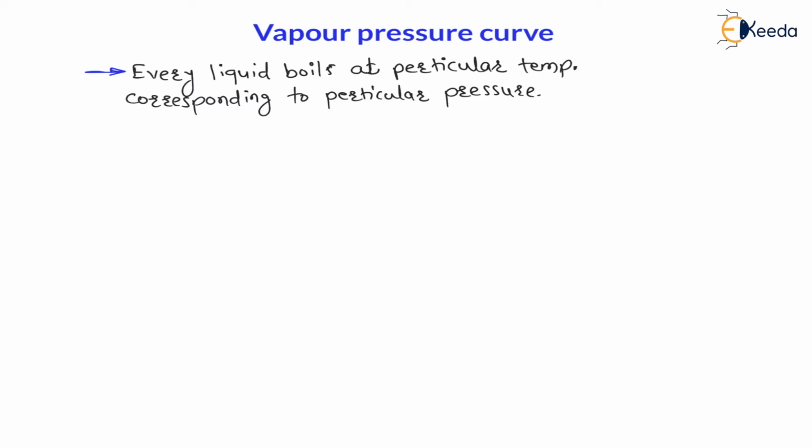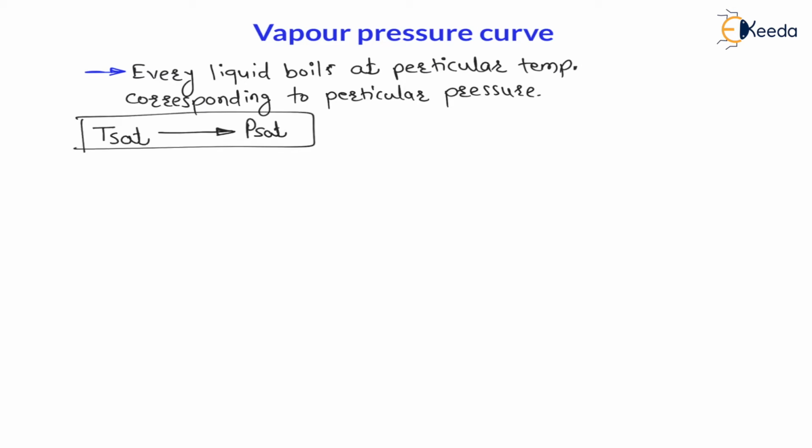Now my dear students, every liquid boils at a particular temperature corresponding to a particular pressure, and the temperature at which a liquid boils is called saturation temperature. The temperature at which a liquid boils is called saturation temperature, and the corresponding pressure at which this liquid starts boiling is called saturation pressure.